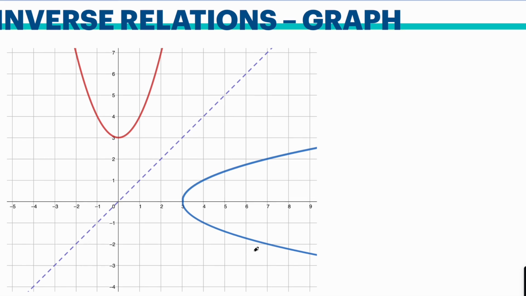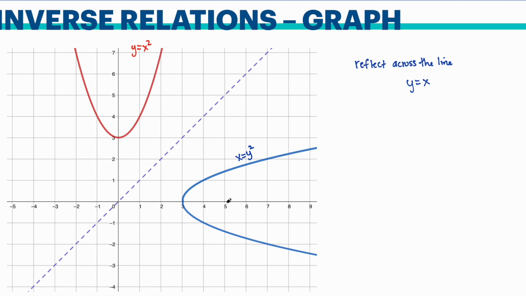And then you have other types of graphs. For example, this graph right here is going to be y equals x squared. This graph right here would be x equals y squared. Again, they reflect across the line y equals x. This dotted line, it is a reflection between those two functions.